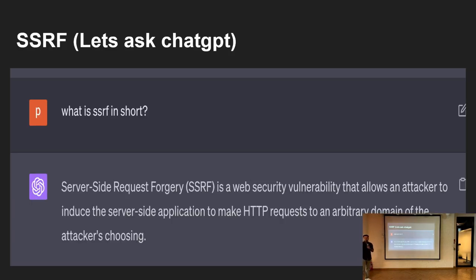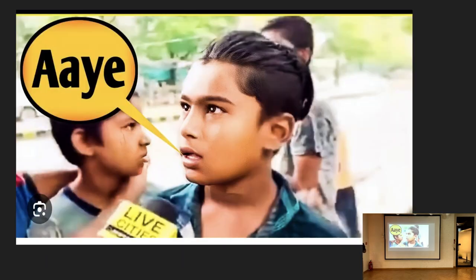The first topic will be SSRF. So let's ask ChatGPT what SSRF is. In very simple words, server-side request forgery is a web security vulnerability that allows an attacker to induce the server-side application to make an HTTP request to an arbitrary domain of the attacker's choosing. You didn't understand anything, right?